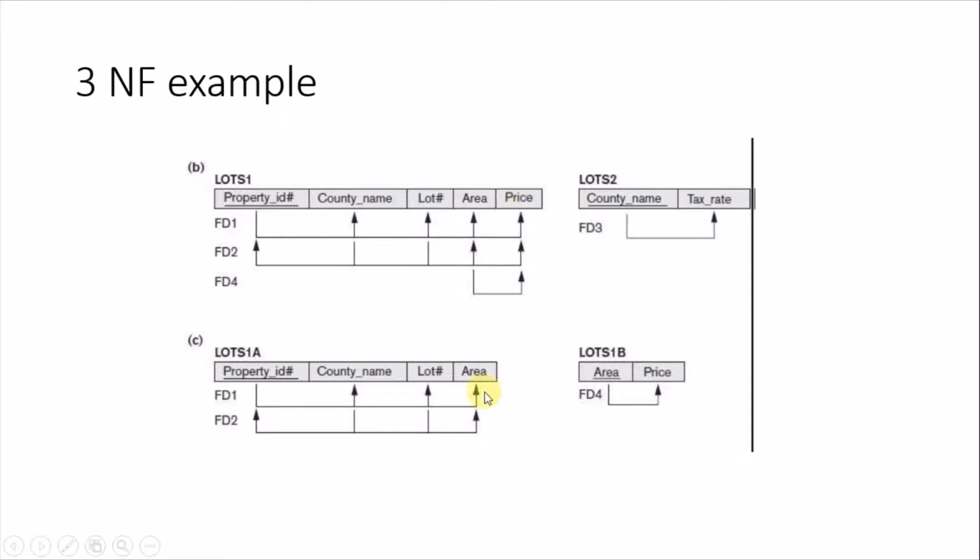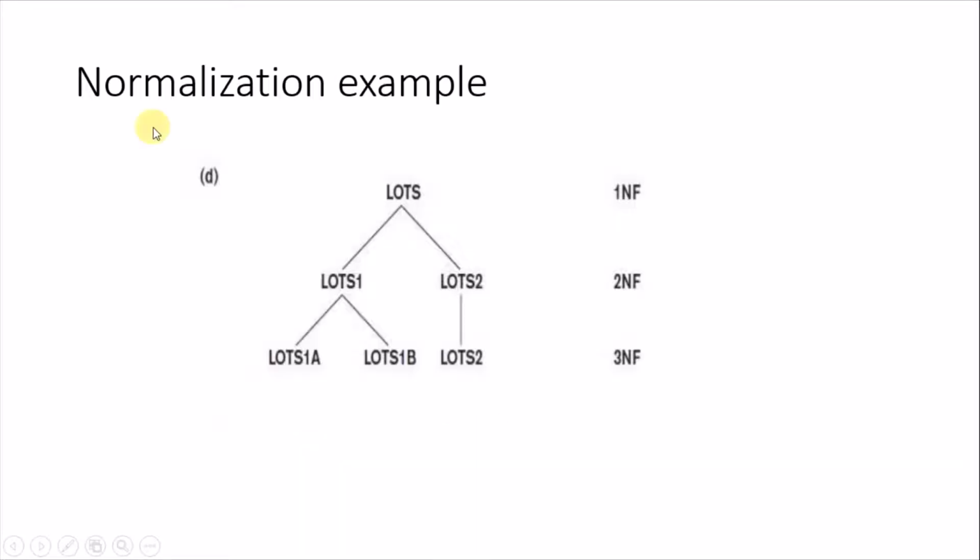Okay, that is the normalization example we saw with the loads relation, and that was in 1NF by default. And we decomposed this loads 1 into loads 1 and loads 2, and these two relations are in 2NF. This loads 1 violates the 3NF property, so we again decompose that into loads 1A, loads 1B and loads 2, and now that is in 3NF.